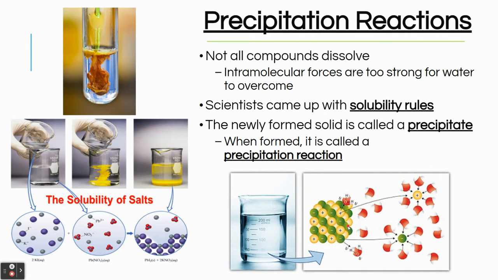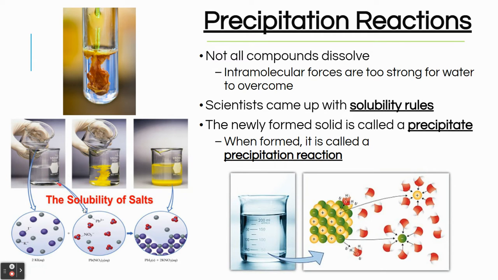But not all substances can be pulled apart like that because the attraction of the ions for each other is just too strong. So let's take a look at the example over here. Here we have two solutions. This is a solution over here of potassium iodide aqueous, meaning that it's dissolved in water and the ions are surrounded by water. And so they're dissolved and you can't see them.